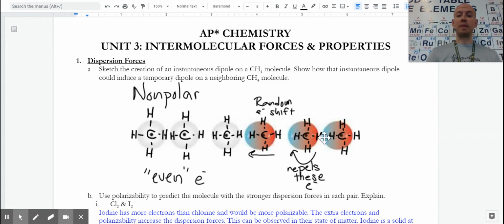But because of my electrons here on my first methane molecule, it would pull the nucleus a little closer while pushing the electrons away, causing a temporary dipole on the next. That would then cause these two molecules to attract one another. That is the mechanism or the process of a dispersion force, a temporary dipole that then induces dipoles on molecules around it.